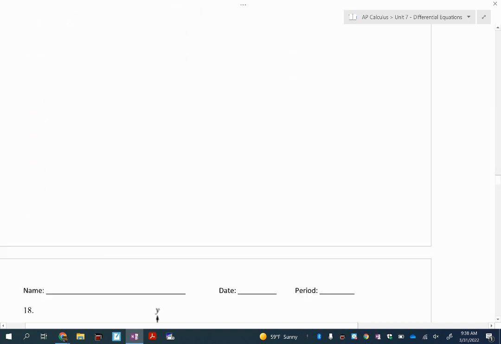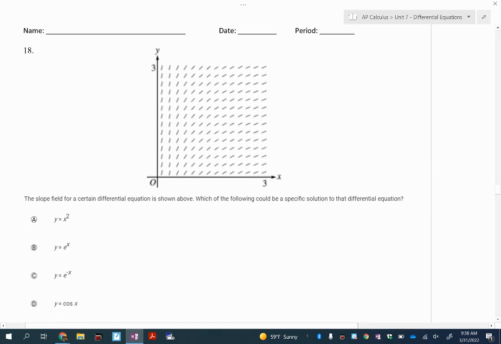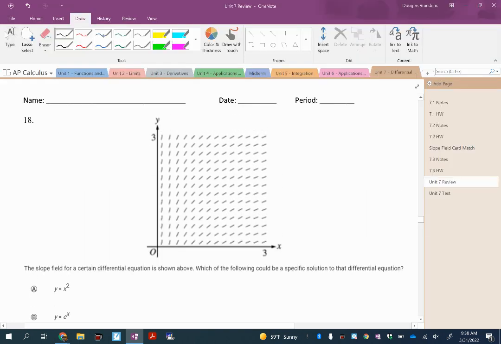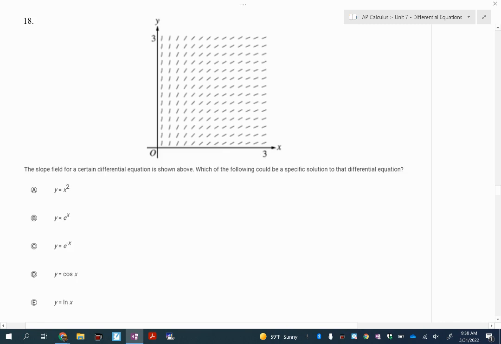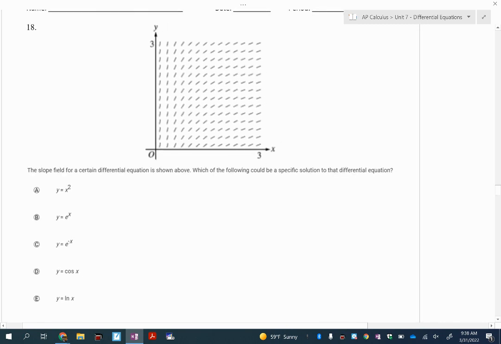All right, let's try 18. Same kind of type of problem, and I'll do the same thought process here. So if I were to sketch a solution, and it doesn't give you a point that it needs to go to, right? Essentially, you're just doing any type of solution here. You can go through any point that you want. So I'm looking for something that looks like this, all right?